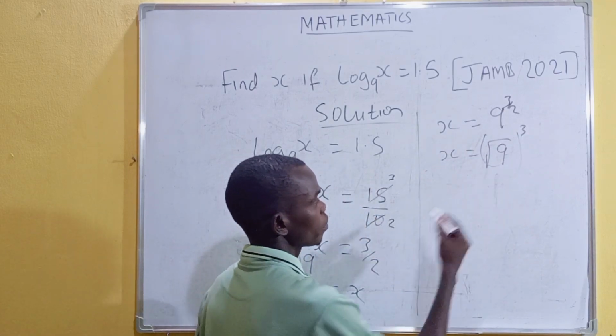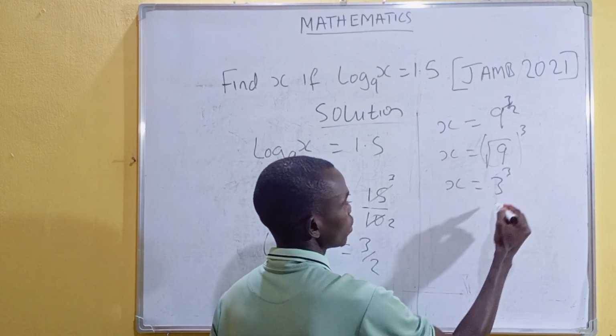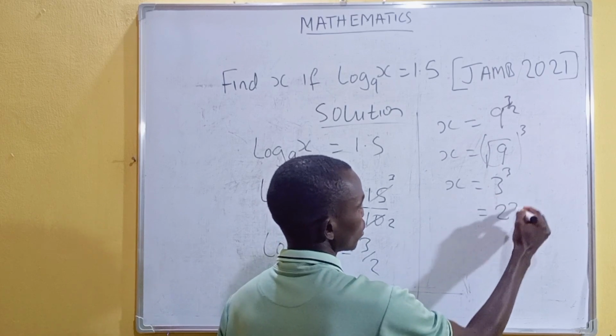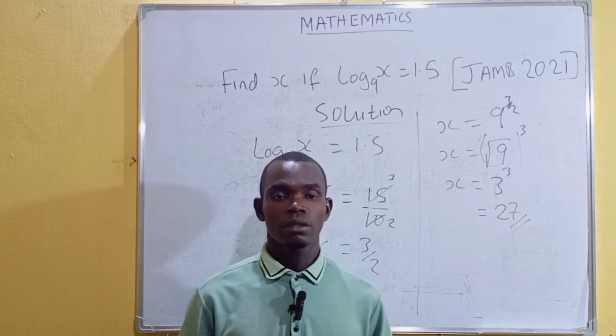And the square root of 9 will give you 3. S will now be 3 raised to power 3, which equals 27. This is our answer for this question.